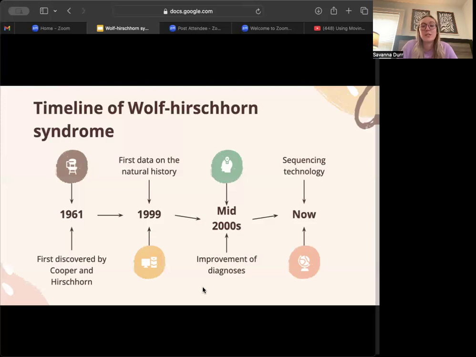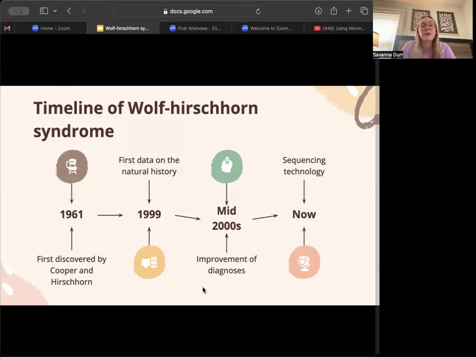In the mid 2000s, we improved diagnosis. So we just improved our ability to diagnose this condition. So we had created testing, so prenatal testing that mothers and parents were able to do, which was very nice. So parents were able to prepare and know what they were expecting when they were having their child.